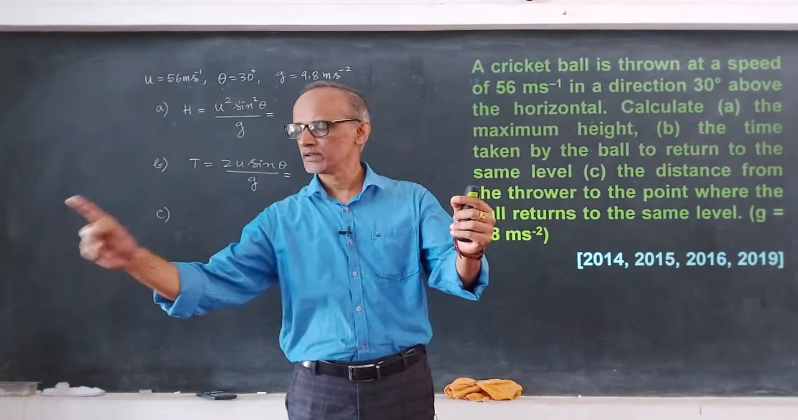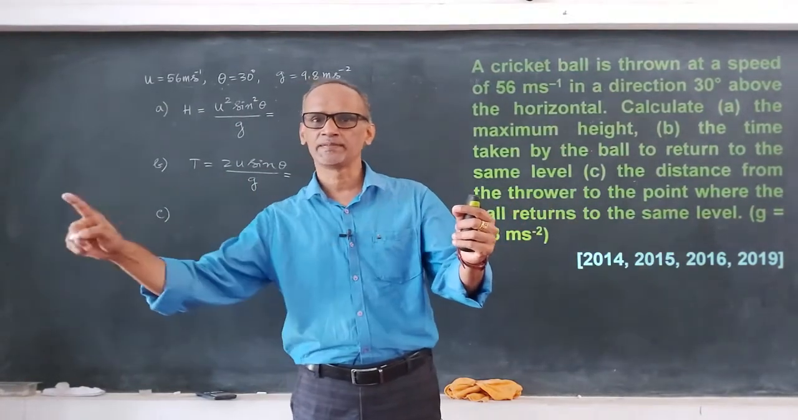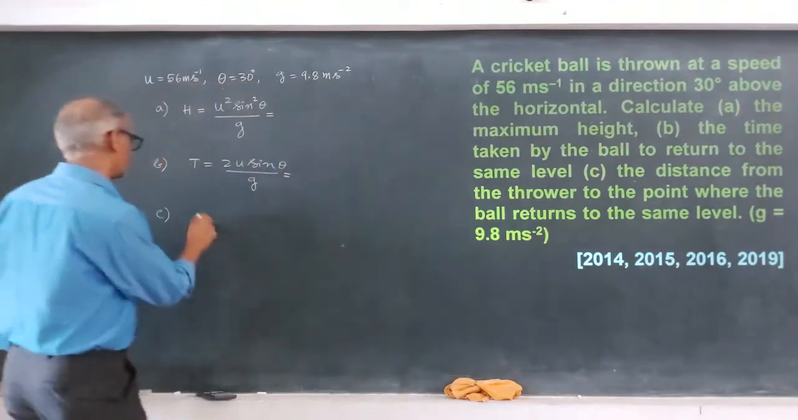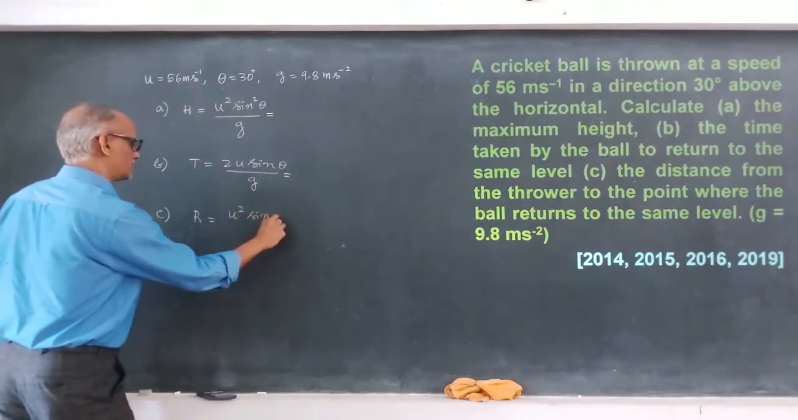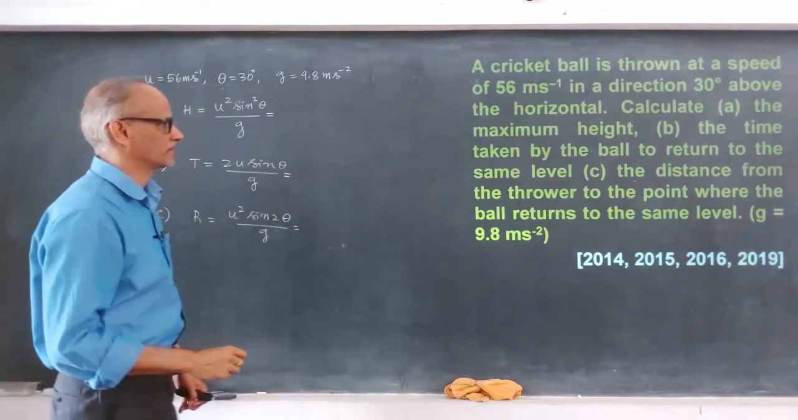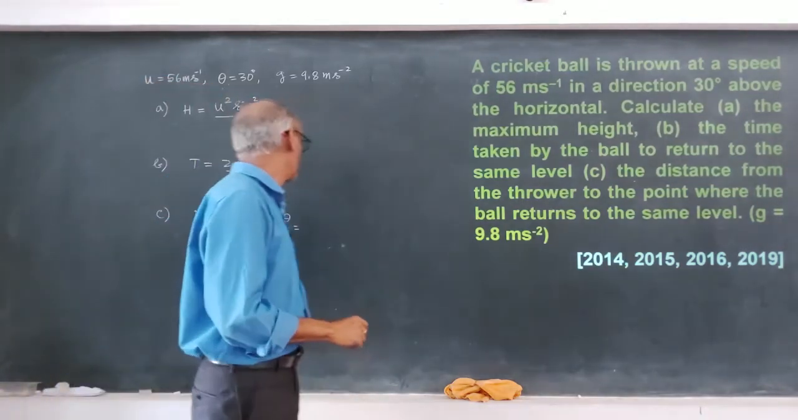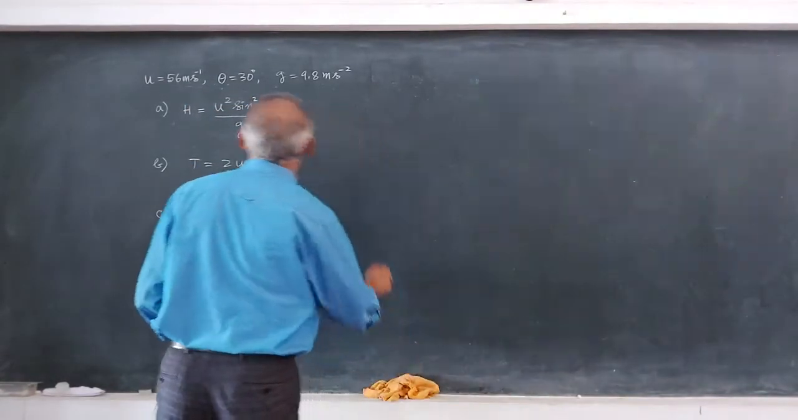So therefore, from the thrower to the level where it falls back, I have to find the range, which is R. R is equal to u square sine 2 theta by g. So this is what we need to calculate. So that's it, 3 options, very simple.